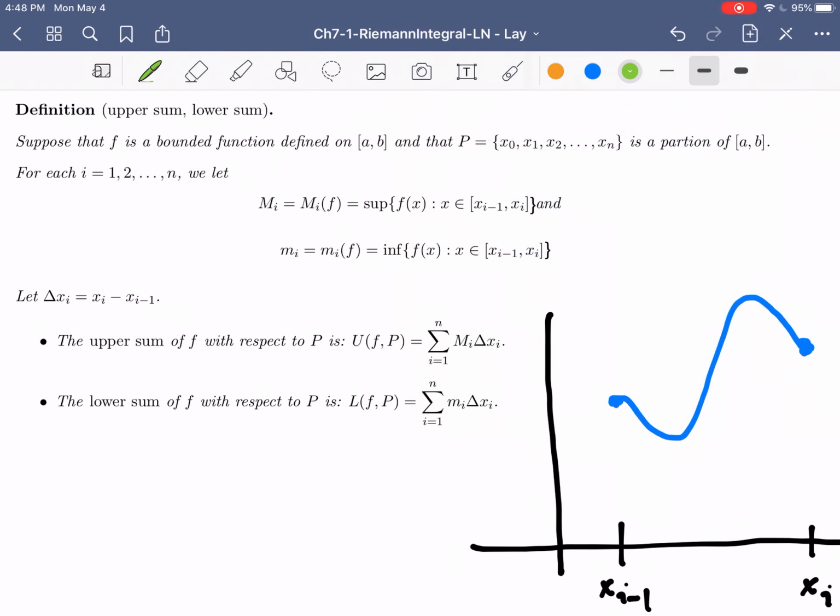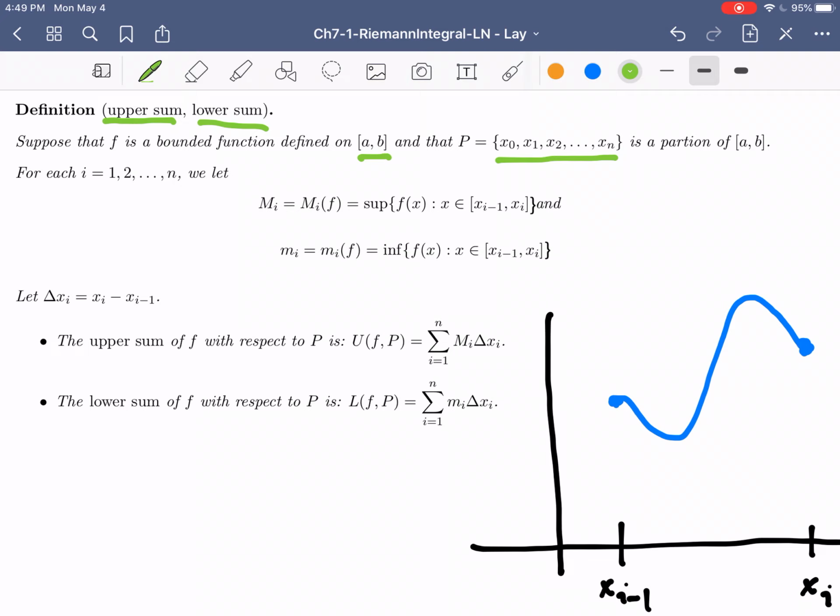In this video, we are going to define the upper and lower sum, and we'll do an example where we use these and evaluate those, find those values as we continue to move towards defining the Riemann integral. So suppose f is a bounded function on a closed interval from a to b, and then we have this partition x0 up through xn.